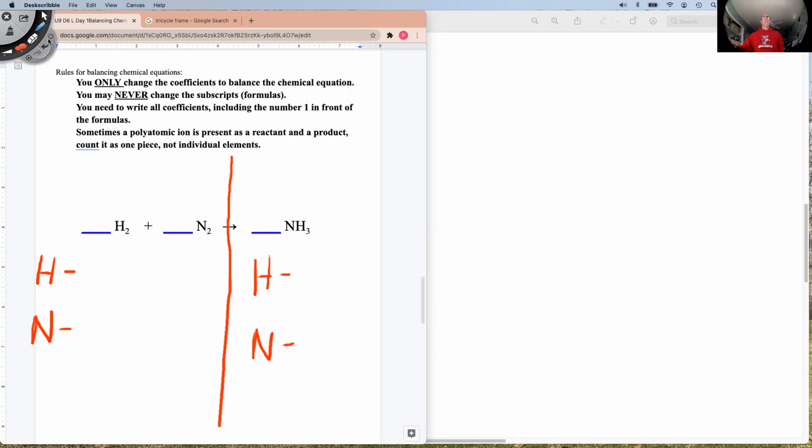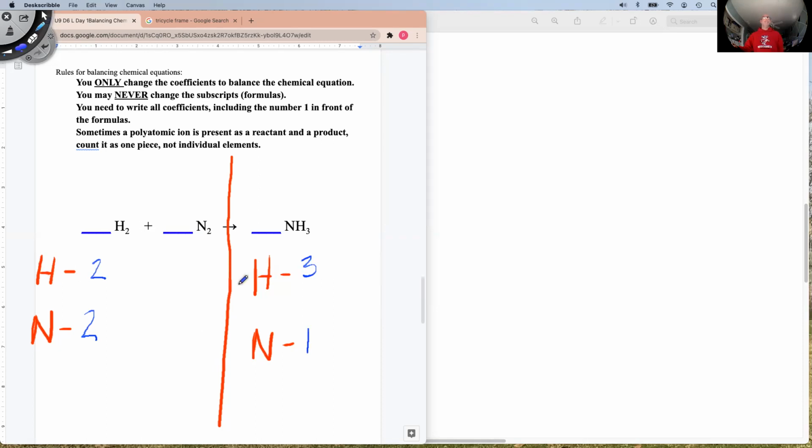So let's just start off. How many hydrogens do we have? We have 2 hydrogens. How many hydrogens do we have on this side? We have 3 hydrogens. Those don't balance out. On this side, we have 2 nitrogens. And on this side, we only have 1 nitrogen. So we're going to have to figure out how to balance.